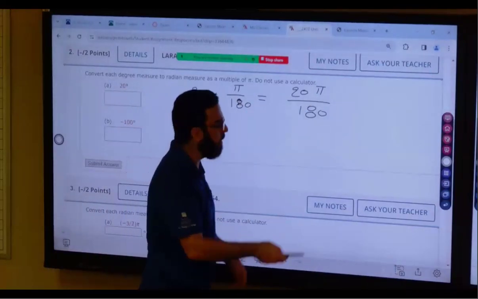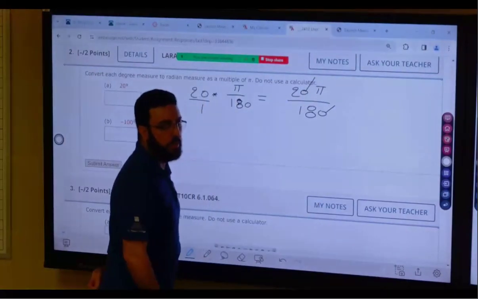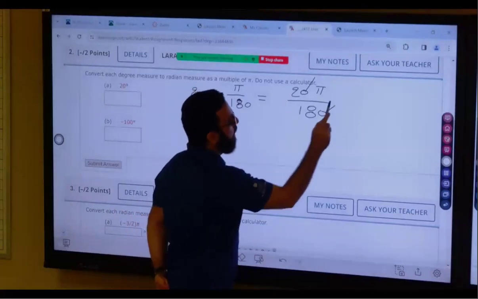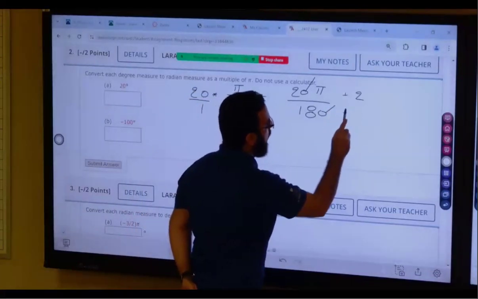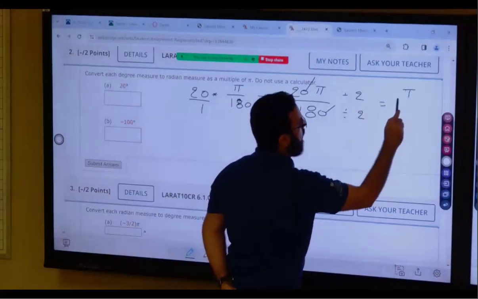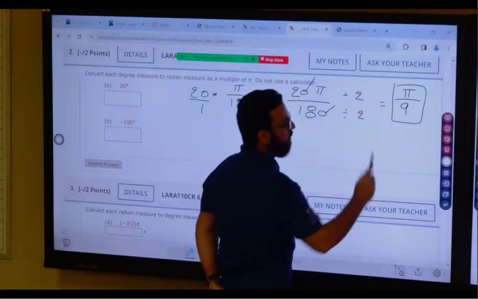Now, can I simplify it? Yeah. I have a 0 here that cancels with a 0 here. Now, can I simplify the 2 with 18? Yes. Divide this one by 2, 9, pi over 9. So on the top, it's going to be pi, and 18 divided by 2 is going to be 9. That's it.